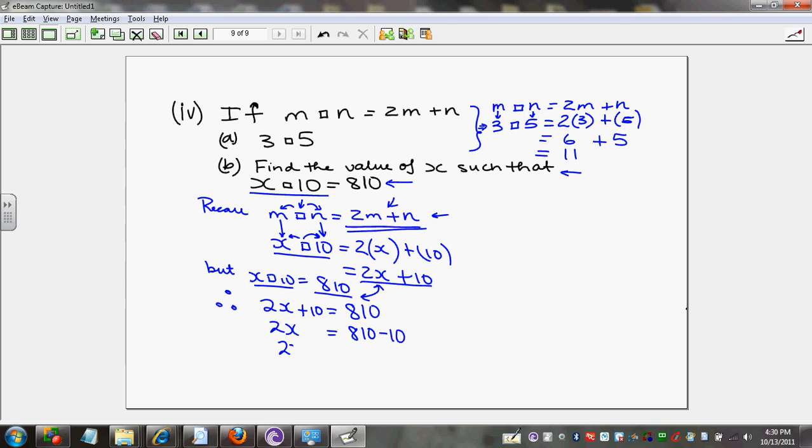So 2x will be equal to how much? 800. And therefore, you could solve what x is now by dividing on both sides by 2. Therefore, x will be equal to 800 over 2, which will be equal to 400. So the answer there is 400. X is equal to 400.